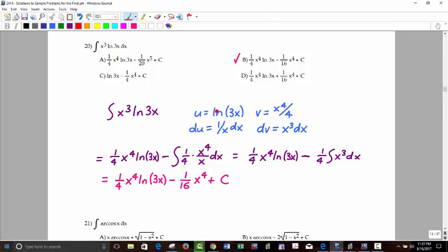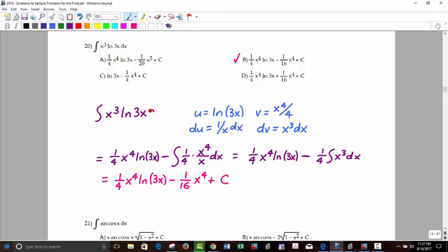So here the dv is x cubed dx. All right, let's see. And then the antiderivative of x cubed, of course, would be x to the fourth. Okay. And then u is ln of 3x. And then du would actually be 1 over x dx.